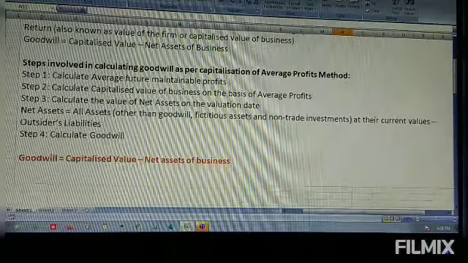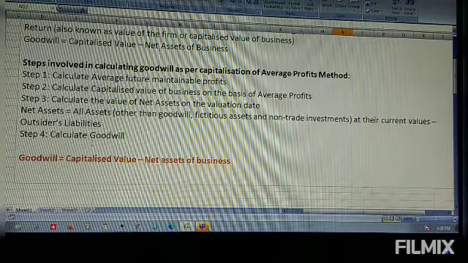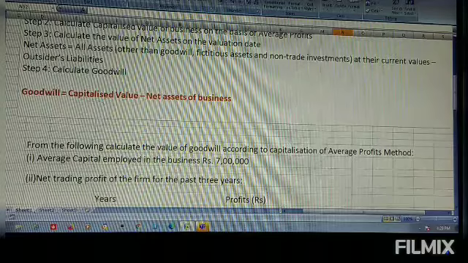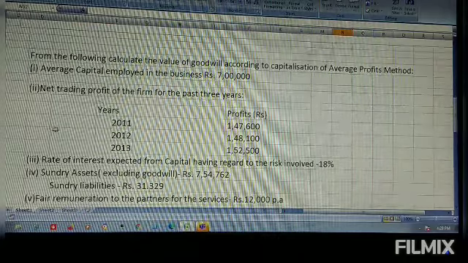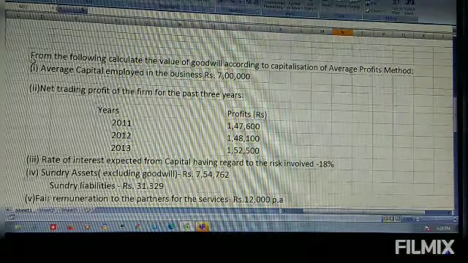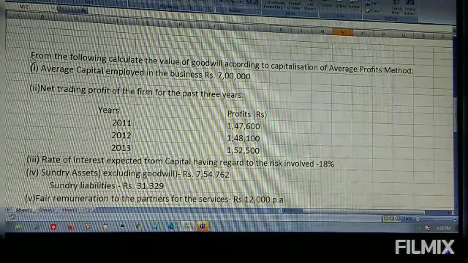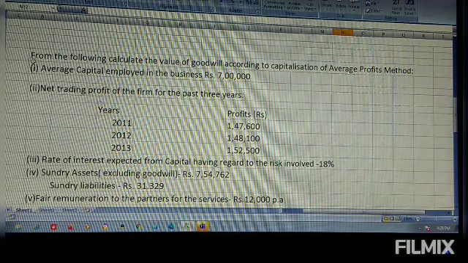Okay, now we'll see one problem of this kind. Okay, this is the problem. Let me read out the problem. You can take this problem, or you can pause and do it. From the following, calculate the value of goodwill according to capitalization of average profits method. Remember, this is the capitalization of average profits method.